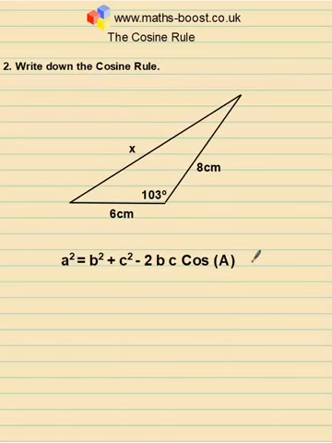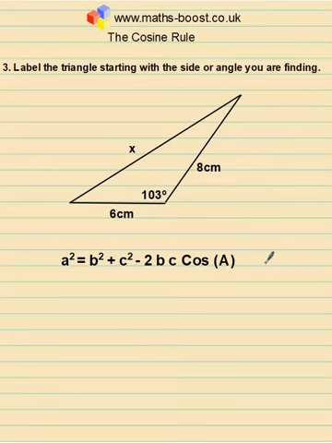So having decided it's the cosine rule, the first thing I'm going to do is write down the formula. And step 3 is to label the triangle, starting with the side or angle you are finding. Remember, lengths are lowercase, whereas angles are uppercase. And always start by labeling the side or angle you've been asked to find. In this case, we've been asked to find this side here, so we'll label it lowercase a.